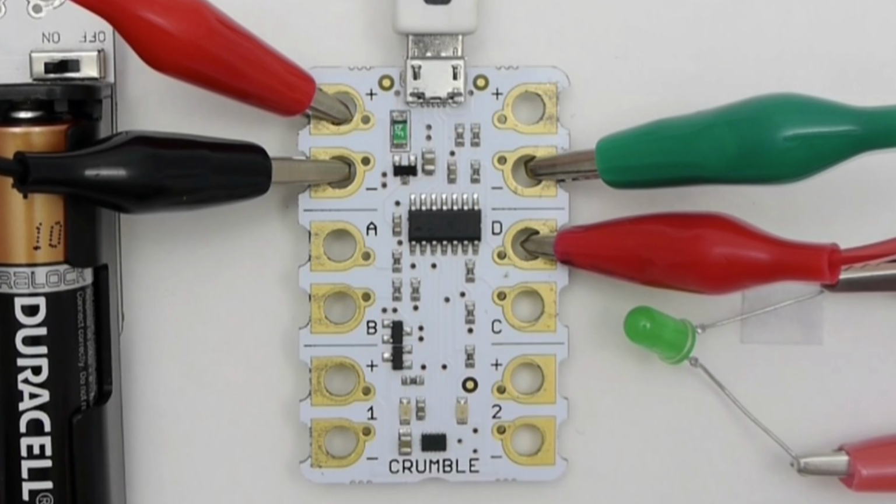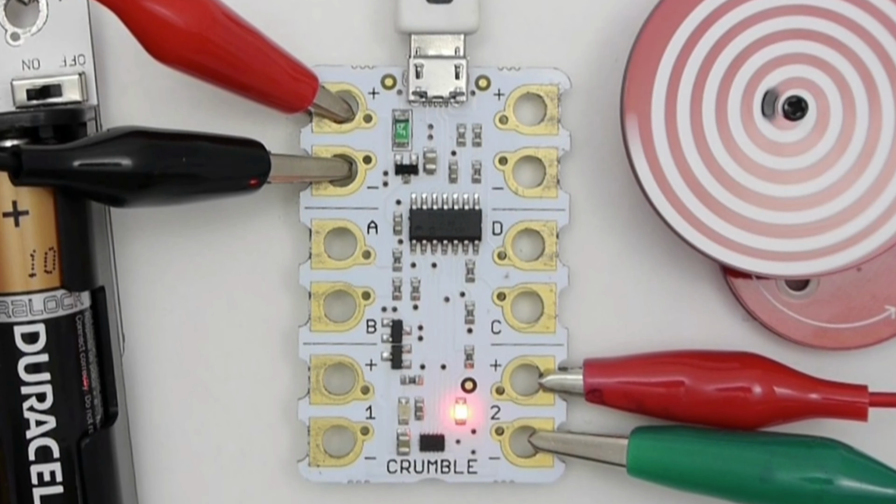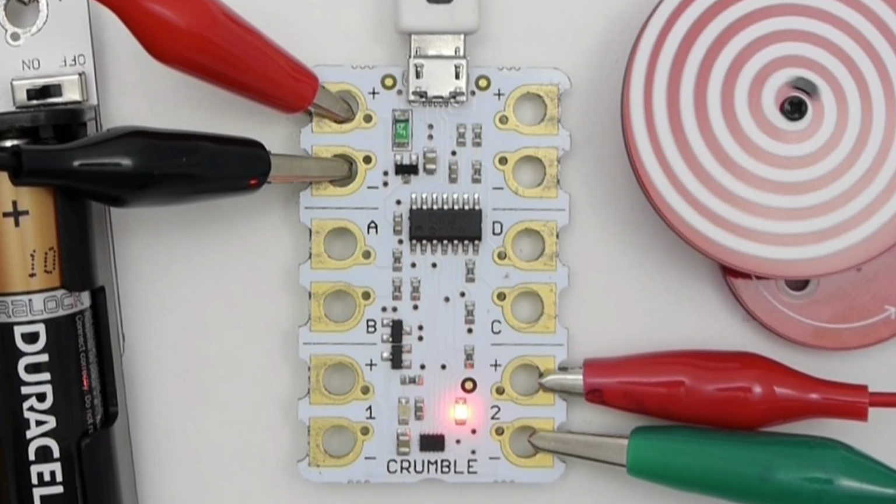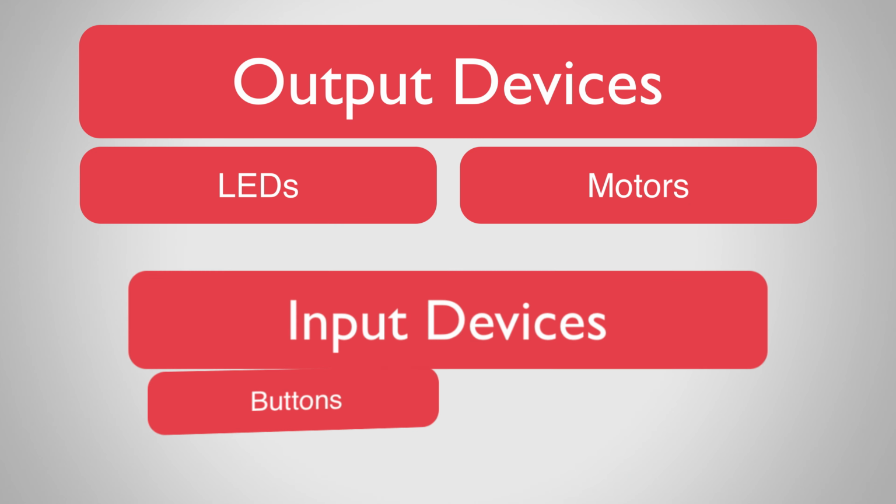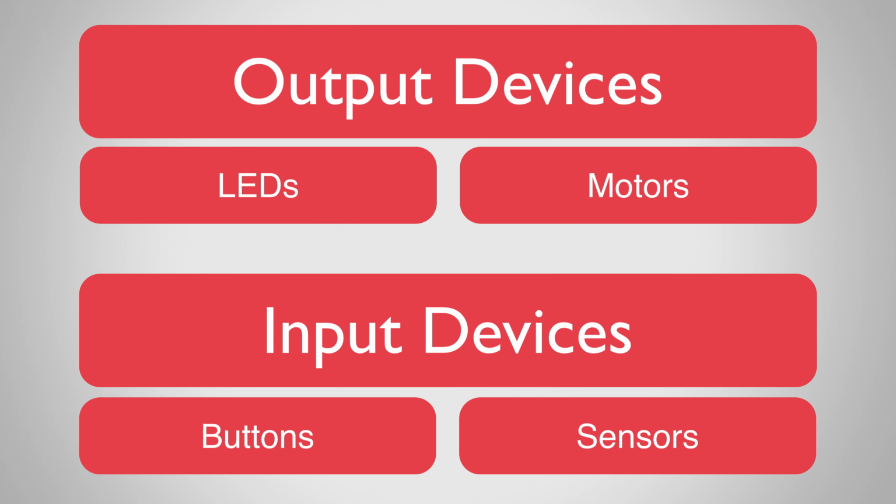For example, we could connect an LED and make it turn on or turn off, or connect a motor and speed it up or slow it down. We can even connect buttons and sensors as input devices, which we can then use to trigger things to make them happen in our programs.